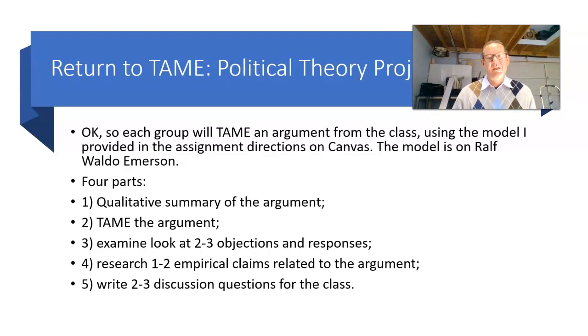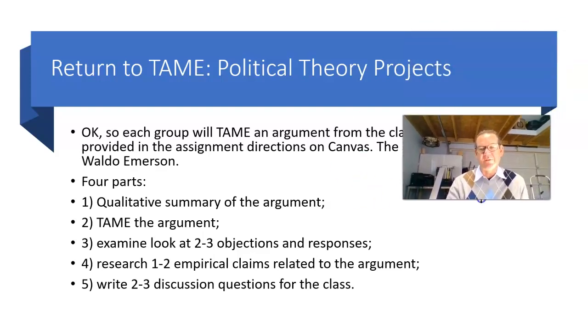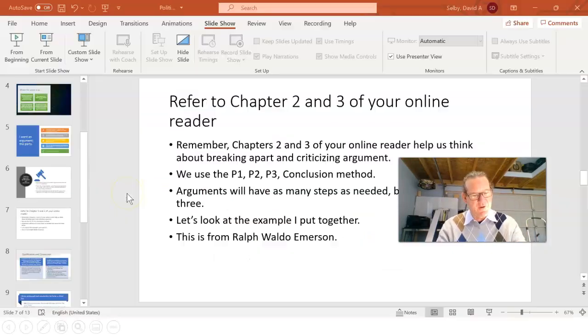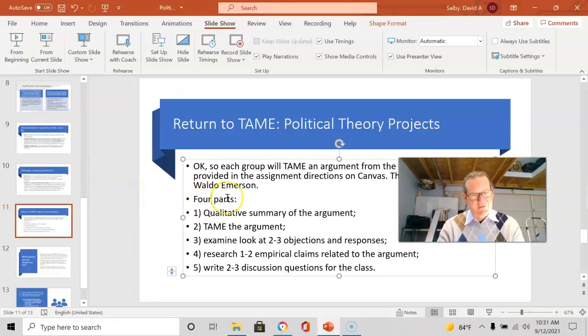There we go. And then quick return to Tame. What are your political theory projects going to look like overall? Remember the model on Ralph Waldo Emerson. I'm going to go look at the objection and response part for us very briefly, but oops, that should be 5 parts. Fix this. Political theory projects have 5 parts.